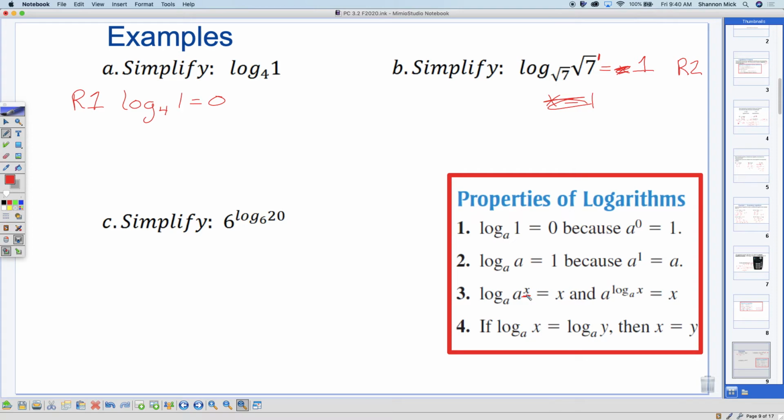So, 6 to the, this is all an exponent. Some of you sloppy writers need to get neater. 6 to the log base 6 of 20. Are my bases equal? Yep. So my answer should be what? 20. Rule 3.